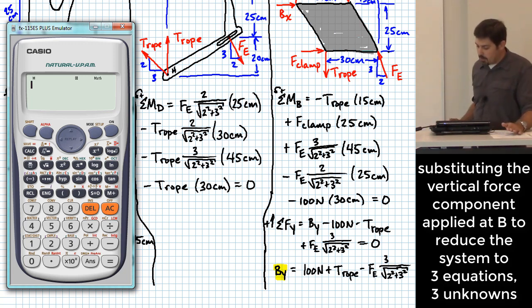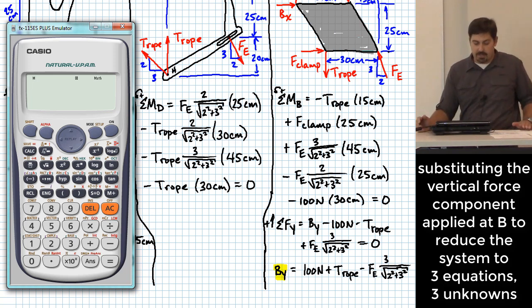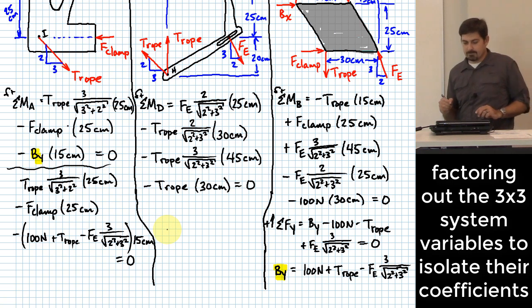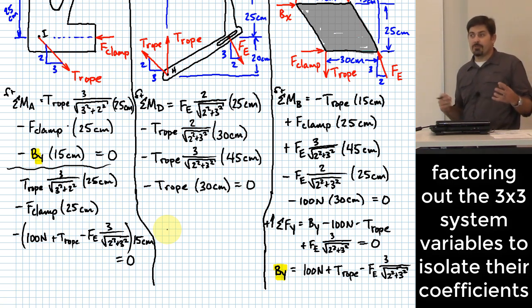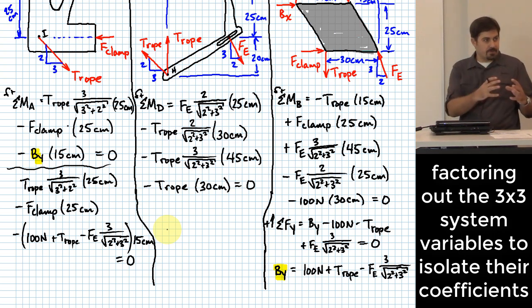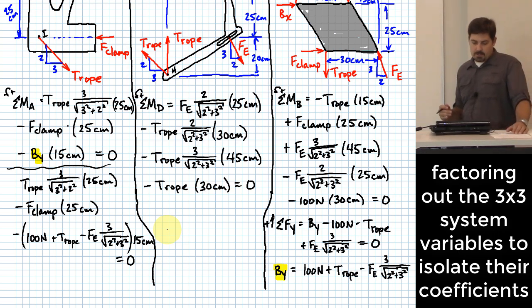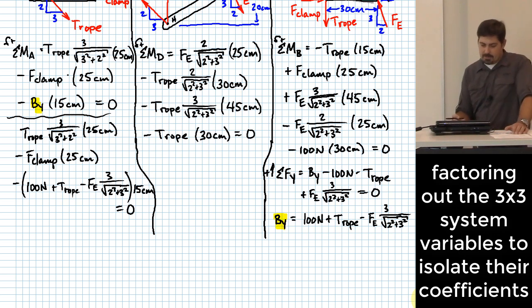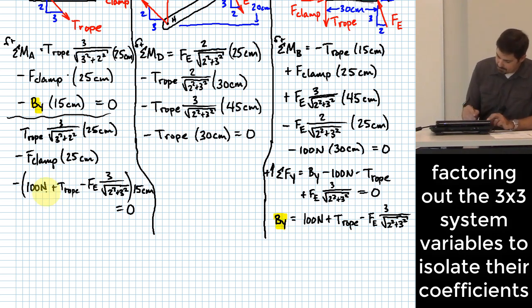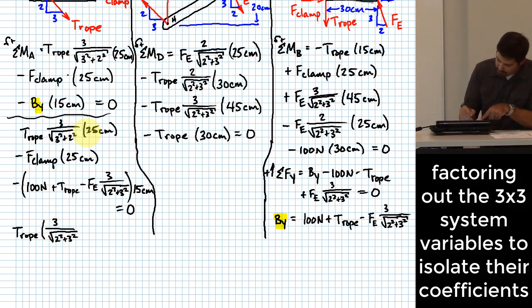What do you think would be a good way for me to get completely ready to put this equation into the calculator? I'm going to factor out the coefficients of each of the variables that I'm trying to solve for, because that's what the calculator wants input, the coefficients of each of those variables. Let me start on the left. How would I factor out everything that mattered to me as far as those variables are concerned? Does T-rope appear in multiple places? I would say it does. So I would take T-rope, and one piece of T-rope is going to be this 3 over the square root of 2 squared plus 3 squared, but then I'm going to multiply it by 25 centimeters.